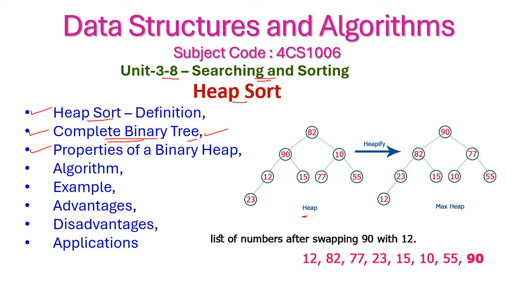After that, we will see the three important properties for this binary heap, and then the algorithm for heap sort. After that, we will solve one problem for this heap sort. So we will see one example, and then the advantages, disadvantages, and applications of heap sort. So these are the topics we will see in our today's class.